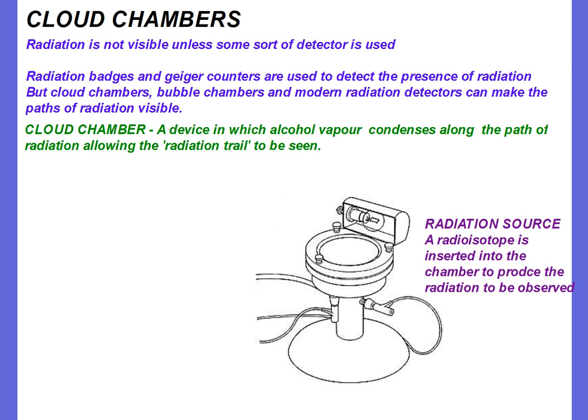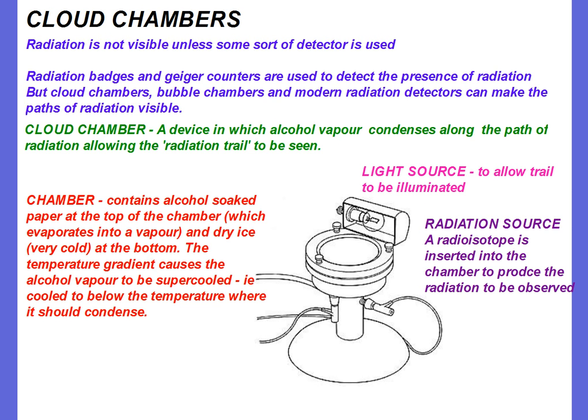First of all, it's got to have a radiation source. The radiation source usually sits inside the chamber somewhere, so you insert a radioisotope inside the chamber to produce the radiation that's to be observed. What else do you need? You need some sort of light source. The light source is there to illuminate the trail, so it lets you see the trail. Without the light source, you can't see the trail, which makes the whole thing a bit pointless.